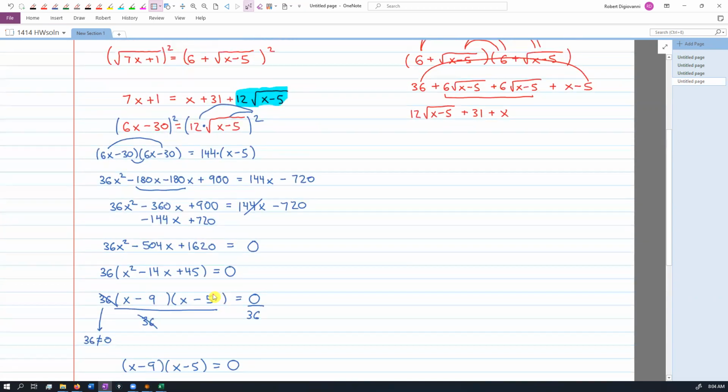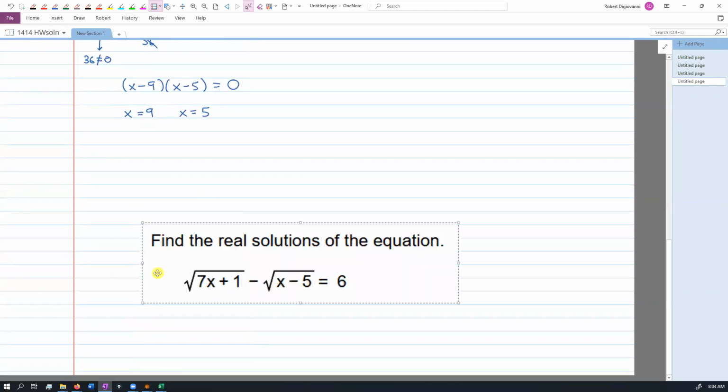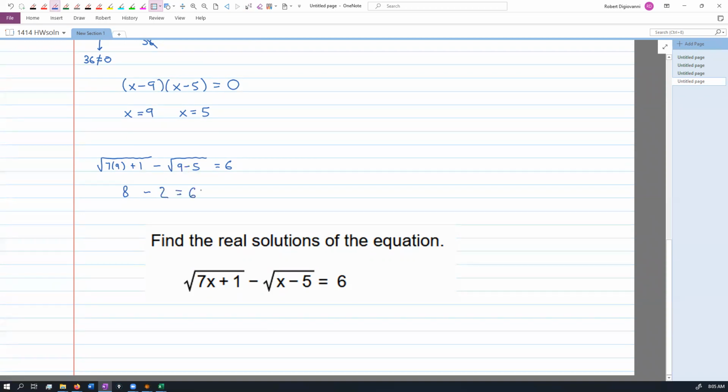And now we have to check them. Let me copy this and put it down here so I can see it. So let's check 9 first. If I do 9, I get square root of 7 times 9 plus 1 minus the square root of 9 minus 5. Does that equal 6? Let's see. 7 times 9, that's 63, plus 1 is 64. The square root of 64 is 8. Minus, 9 minus 5 is 4, so square root of 4 is 2. 8 minus 2 is 6. So yes, it works. So I know that's an answer.